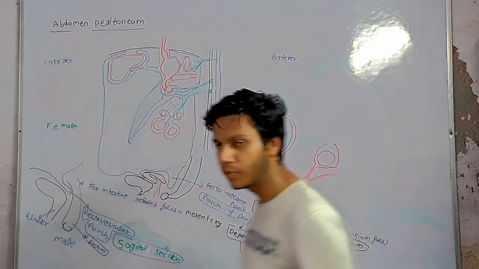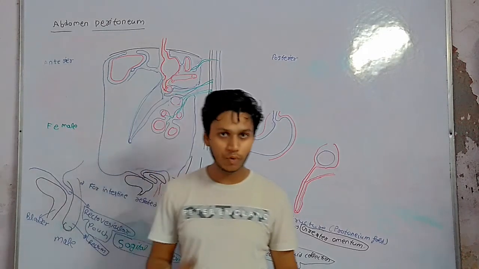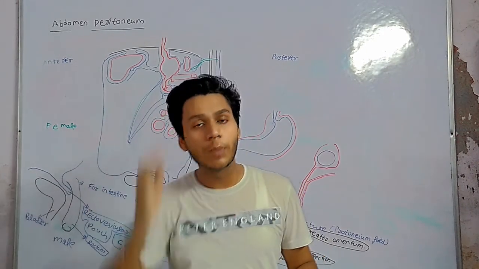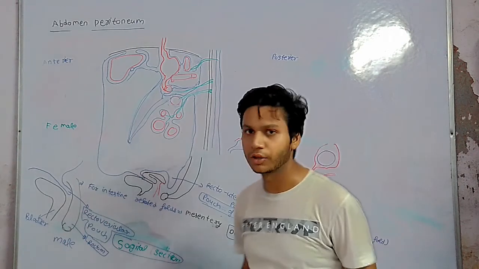So here is the first part of the abdominal peritoneum. Next time we will cover the organs, retroperitoneal, intraperitoneal and many other things. Thank you.